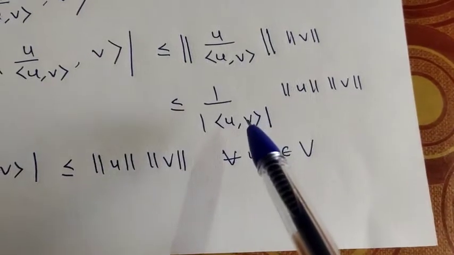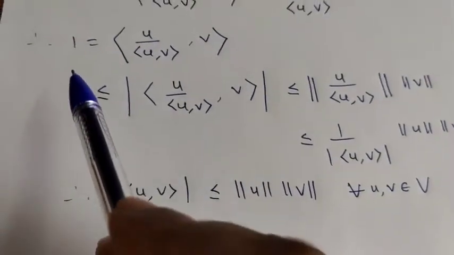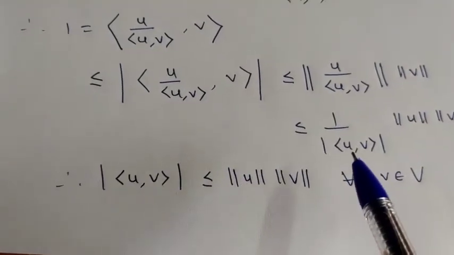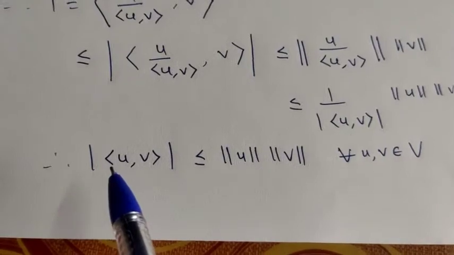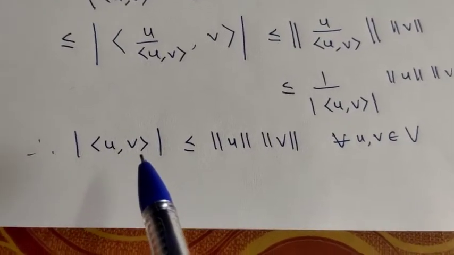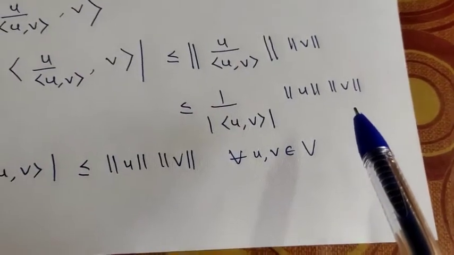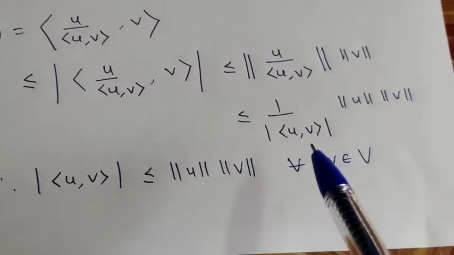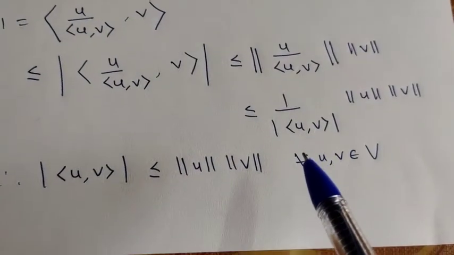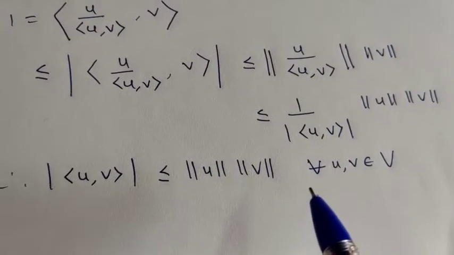So if I send this term from the denominator to the left hand side, what will we get? Left hand side is 1, so it will be multiplied with 1 and gives mod or absolute value of inner product of u comma v is less than or equal to norm of u into norm of v. Thus we have proved the Cauchy-Schwarz inequality for both the cases, when the inner product is real and when the inner product is complex.